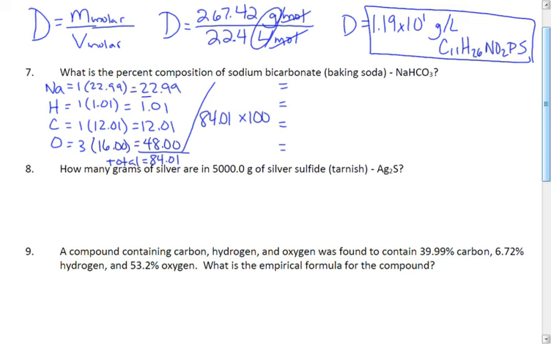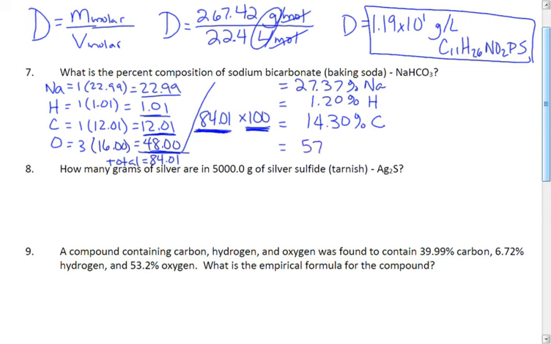So we're going to take 22.99, divide it by 84.01, multiply times 100, and whenever you round it to 2 places after the decimal, we get 27.37% of sodium, Na. And you're going to take 1.01, divide it by your total, times 100, we get 1.20% hydrogen. Take 12.01, divided by your total, times 100, we get 14.30% carbon. And then finally, 48 divided by your total times 100 gives us a percentage of 57.14% oxygen.